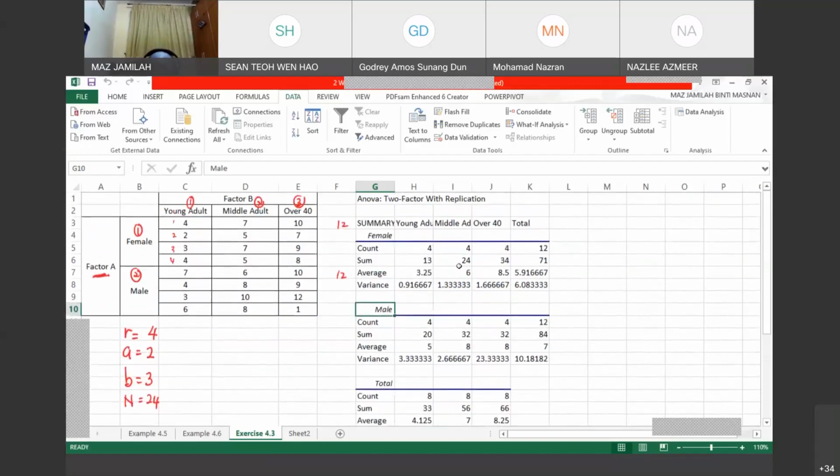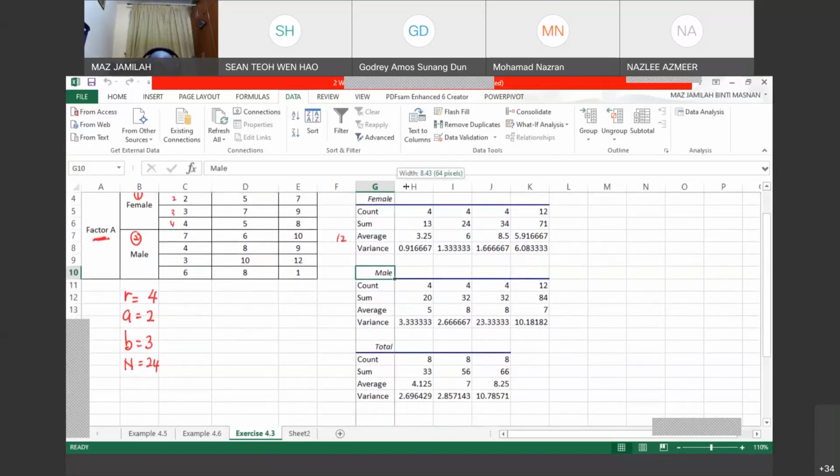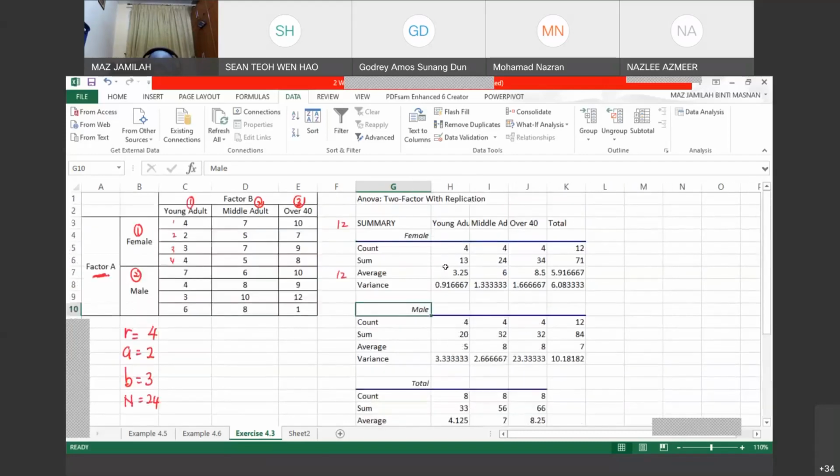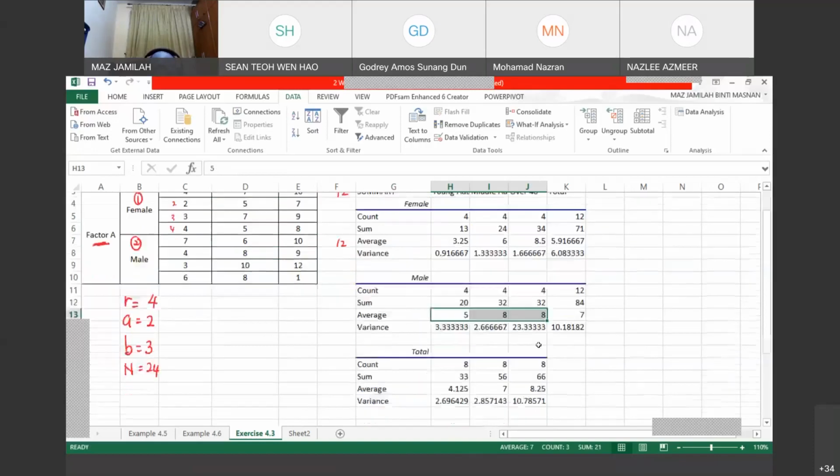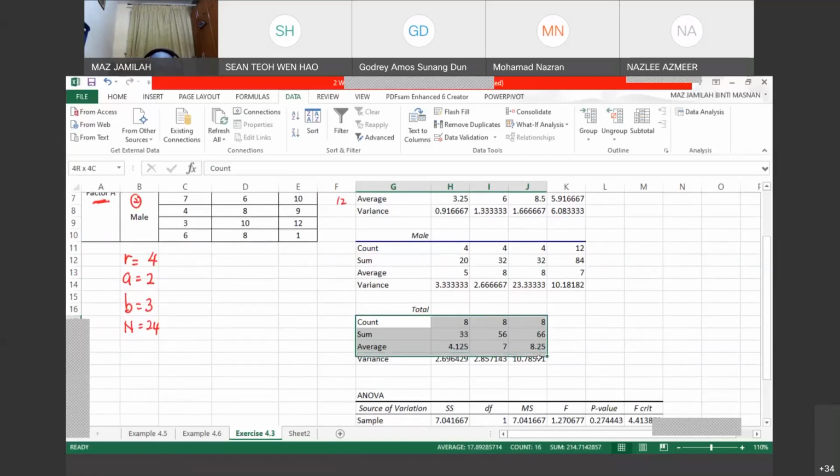If you look at the Excel result, now you have female. This particular summary is for female of young adult, middle adult, and over 40. That's why you have all the sums here. This sum refers to this particular column. The second sum refers to the second column, middle adult, and over 40 is 34, and the average is this one. You can take this for your table of means. The same goes for male, for the average value of young adult, middle adult, and over 40. And then the total is given by the summary here.